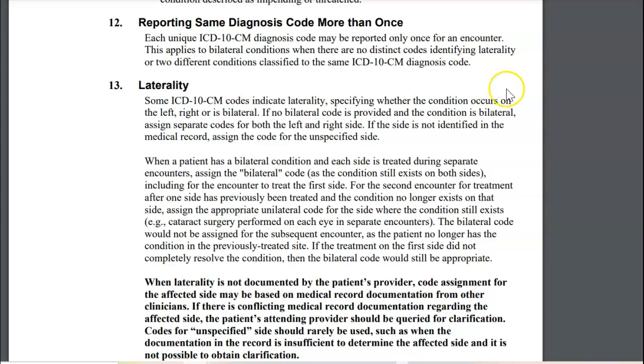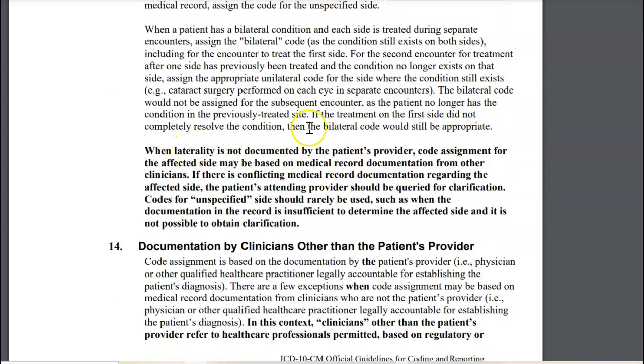So let's go to laterality. It should state if it's right or left. So here, when laterality is not documented by the patient's provider, code assignment for the affected side may be based on medical documentation. But if there's conflicting medical record documentation, at that point, you need to go with unspecified. You may have to do a physician query, which we're going to learn about too as we go along in this semester.